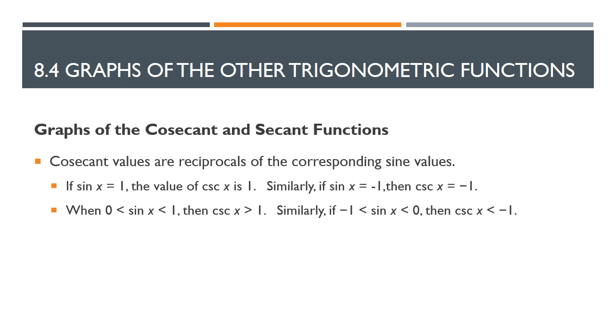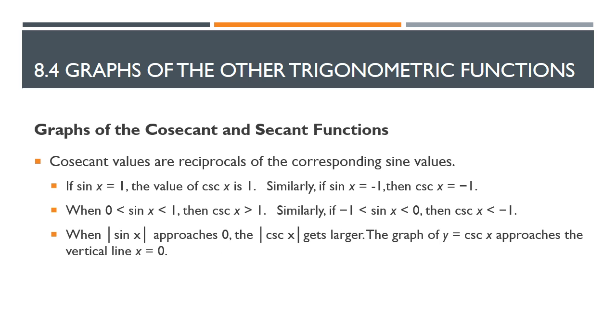When the sine is positive, then the cosecant will be greater than 1, because 1 over a fraction between 0 and 1 is going to give you a number greater than 1. Similarly, if sine is between negative 1 and 0, then the cosecant will be less than negative 1. When the absolute value of sine gets closer to 0, the absolute value of cosecant gets larger.